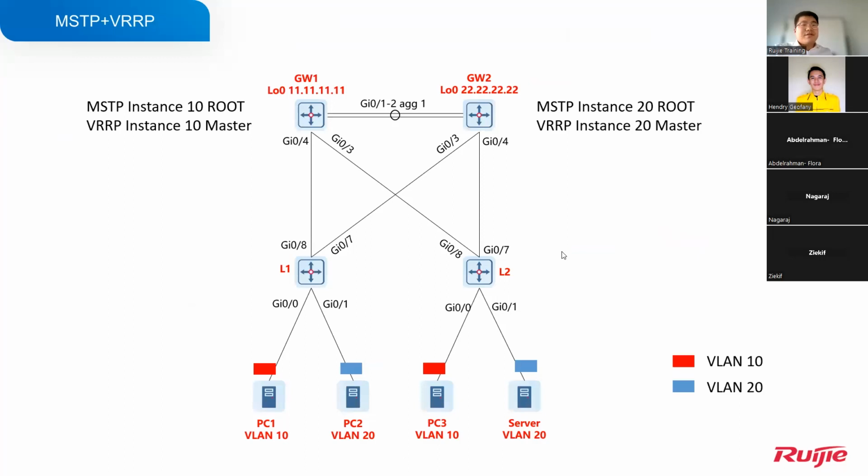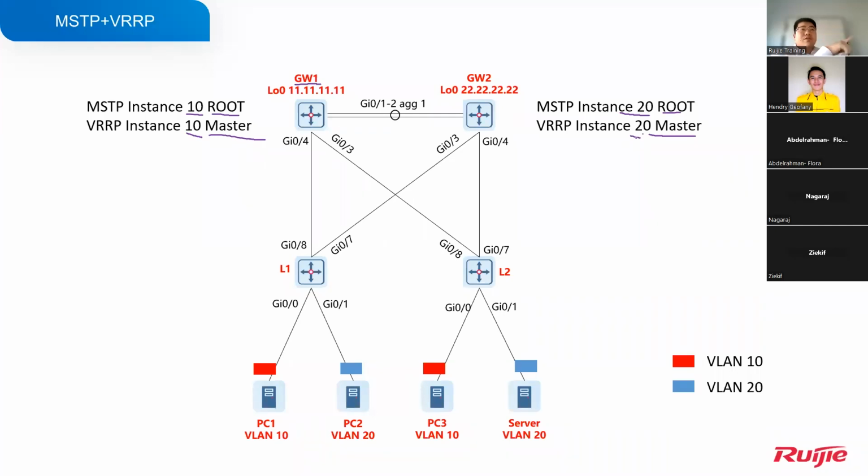Let's see. First is about the MSTP and the VRP. Now, the requirement is that GW1 is the root of MSTP instance 10 and is the master of VRP instance 10. GW2 is the root of instance 20 and master of VRP instance 20. Firstly, we should know how to achieve that. To control the root and the master election, no matter in MSTP or VRP, is to modify some of the parameters, right?